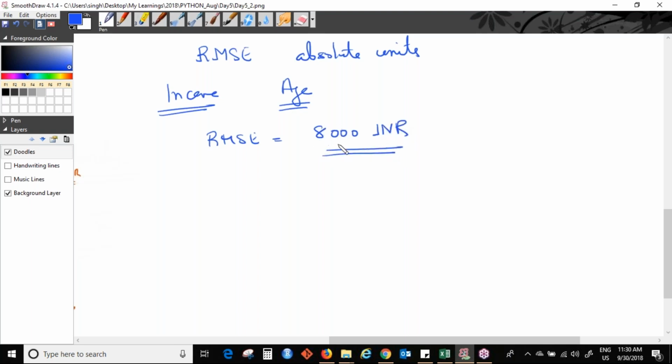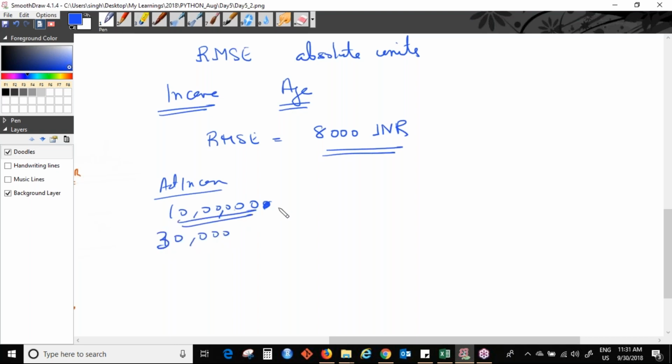Now, if I ask you, is this a good model? Will you be able to tell me whether this is a good model or not? You will not be able to tell me because you don't have any information whether I am talking about monthly salary or annual salary. You don't know the comparison, whether the actual income is 10 lakhs or, let's say, 30,000.